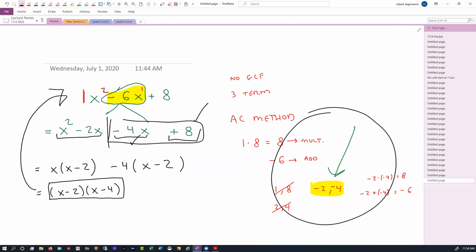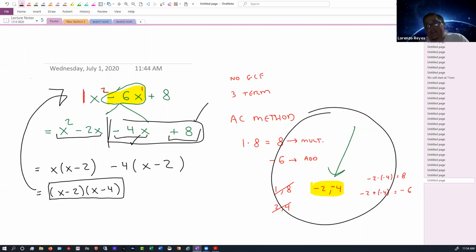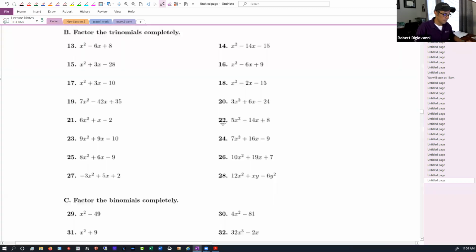So do you see now why we learned 4 terms before 3? That's what you said. Yeah, because in order to do 3, you have to be able to do the grouping. Okay, let's do another one. Let's do something like number 20. 3x squared plus 6x minus 24. You know what? Yeah, we'll do it.